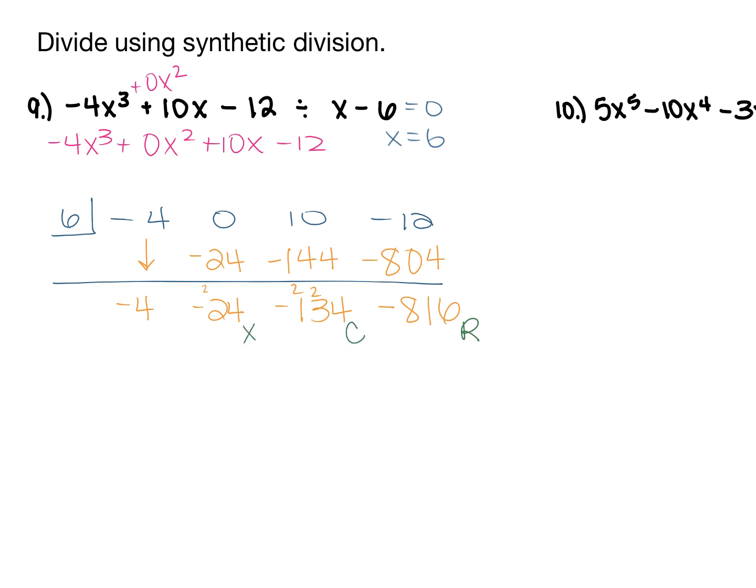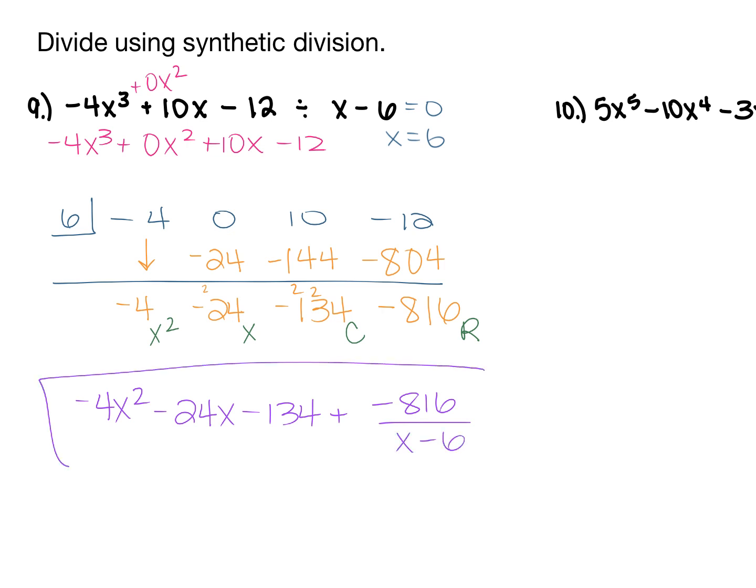Negative 24 gets x. Negative 4 gets x squared. So that leaves us with an answer of negative 4x squared minus 24x minus 134 plus negative 816 over x minus 6. And again, that negative with the 816 can either go up top with the 816, or it can go in front of that fraction. So either one is fine.